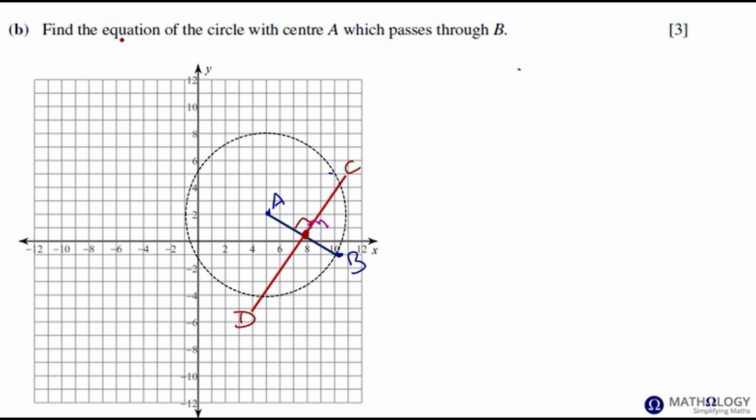Next, we're required to find the equation of the circle with center A that passes through B. With A being the center of the circle and B lying on the circumference of the circle, that means that AB is the radius of the circle.